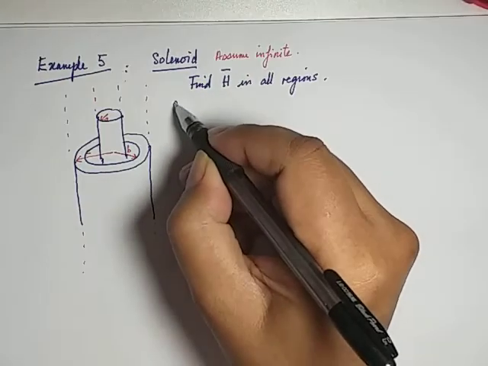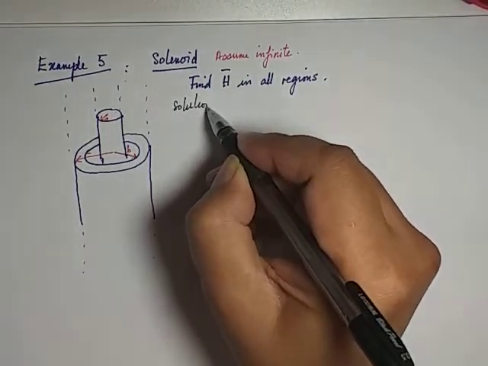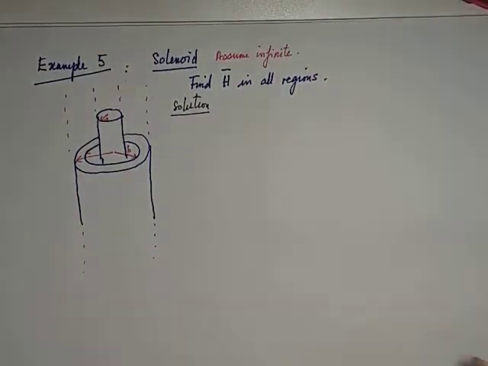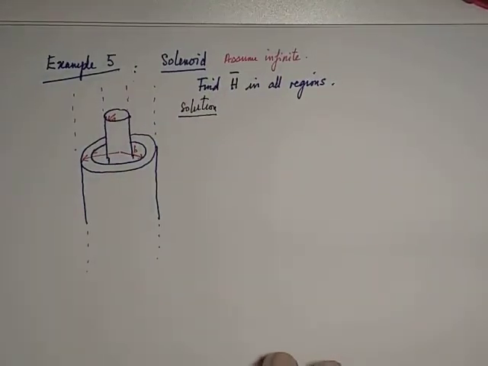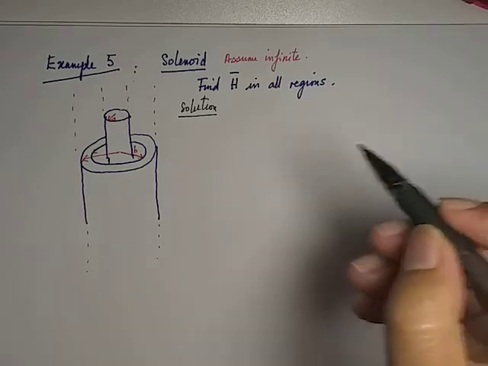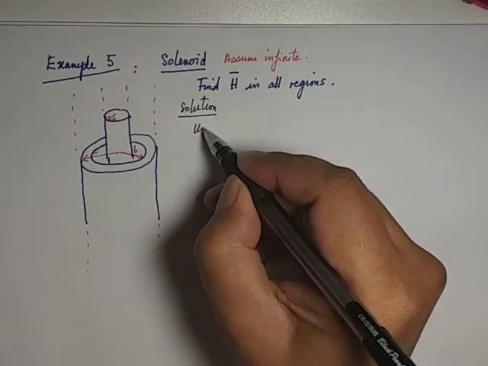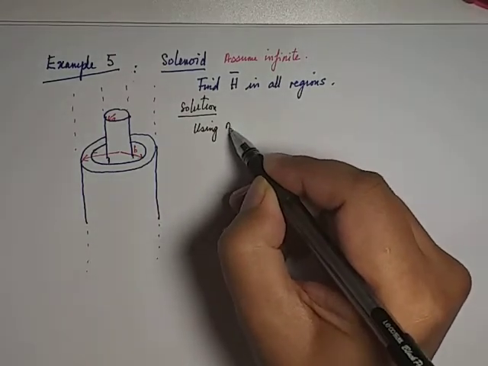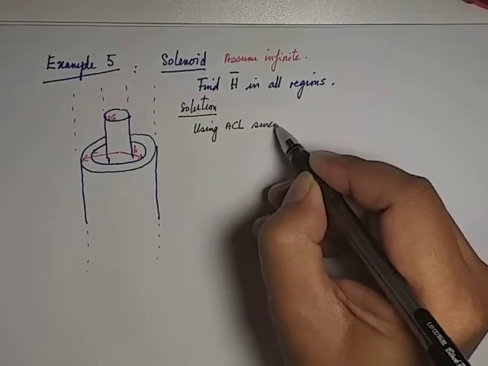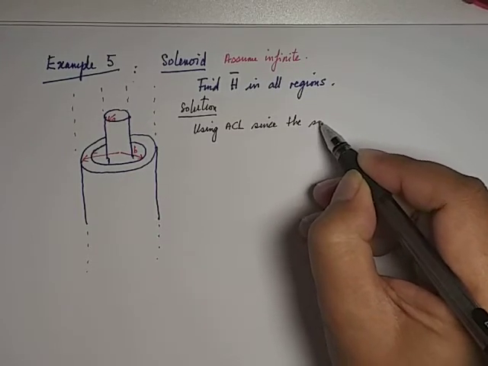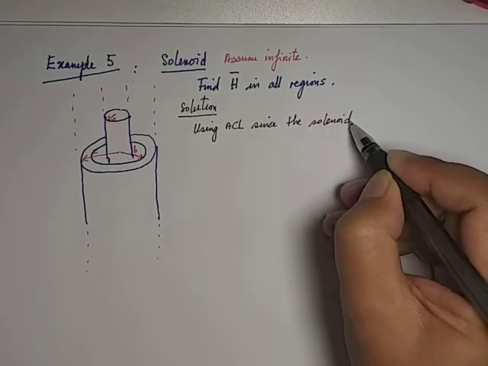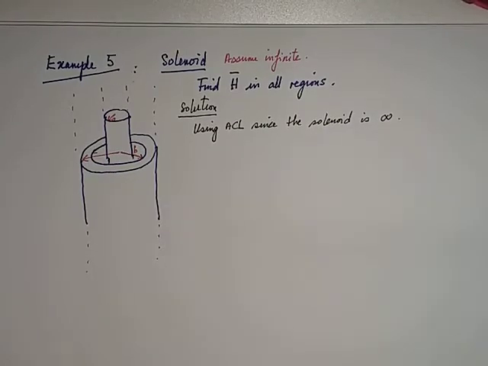Okay, solution. I'm going to put the word solution so that you can see we're focusing on the solution to this problem. Since the structure is infinite, we use ACL, since the solenoid is infinite. If the solenoid is finite, we cannot use ACL, we must use the Biot-Savart law. And then as you can see, it's going to be cumbersome mathematically, but yet can be solved inshallah.